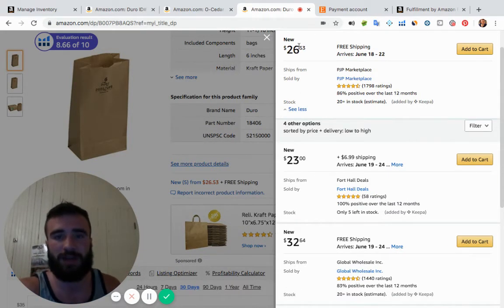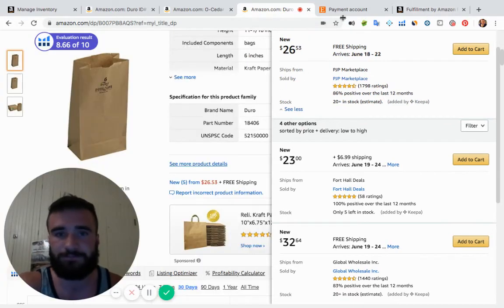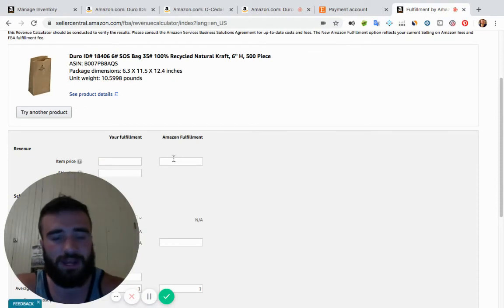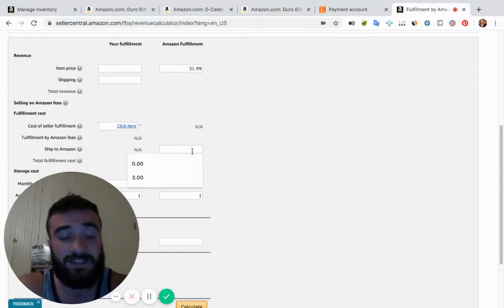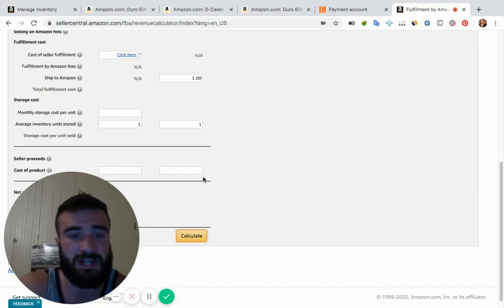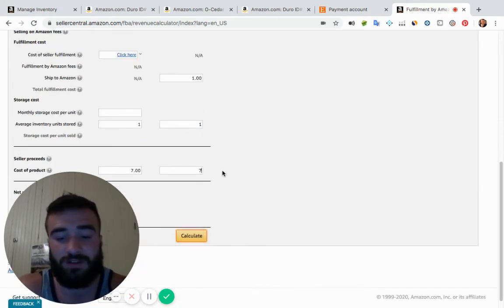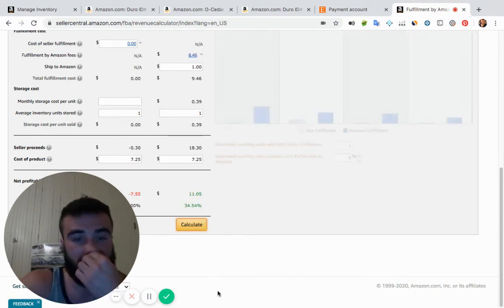So I'm not going to do 26, because we have leverage. I'm going to say 29. Actually, we'll do 31. I really think we can get $31.99 here. Shipped to Amazon. These are heavier, so probably cost a dollar. And then we paid $7.25 a piece. Boom.